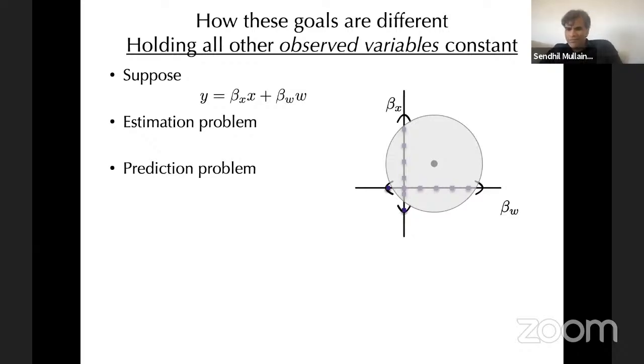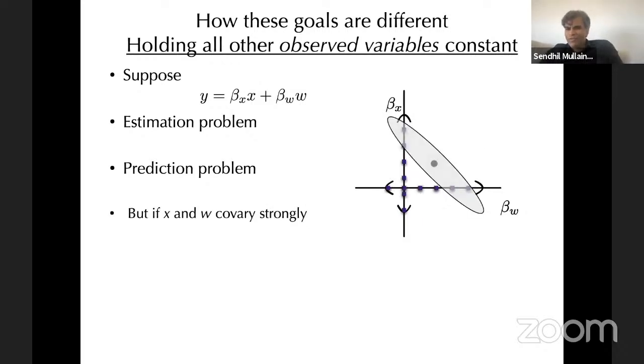Why should it look like that? If x and w covary strongly, it could look like this. If it looks like this, you have arbitrarily large predictive power: either X or W is very predictive of Y, but you just don't know which one.